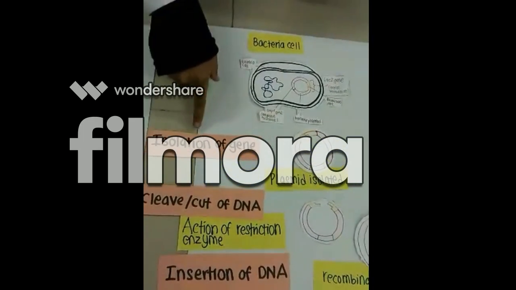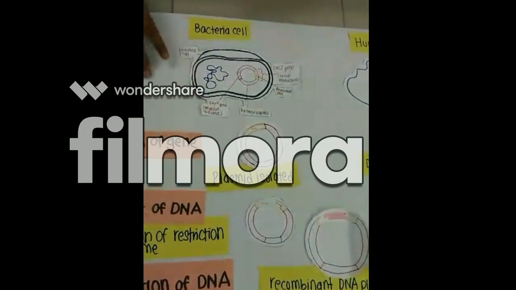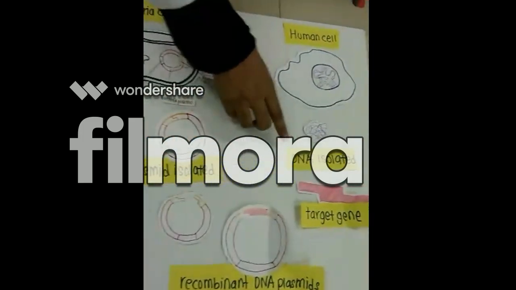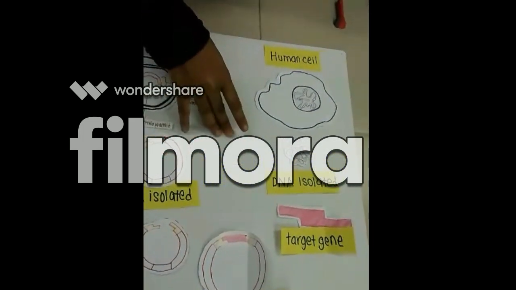First, bacterial cell and human cell. In this method, the first step is isolation of the gene. The plasmid of the bacterial cell is isolated. The gene of interest is isolated from the DNA donor cell.